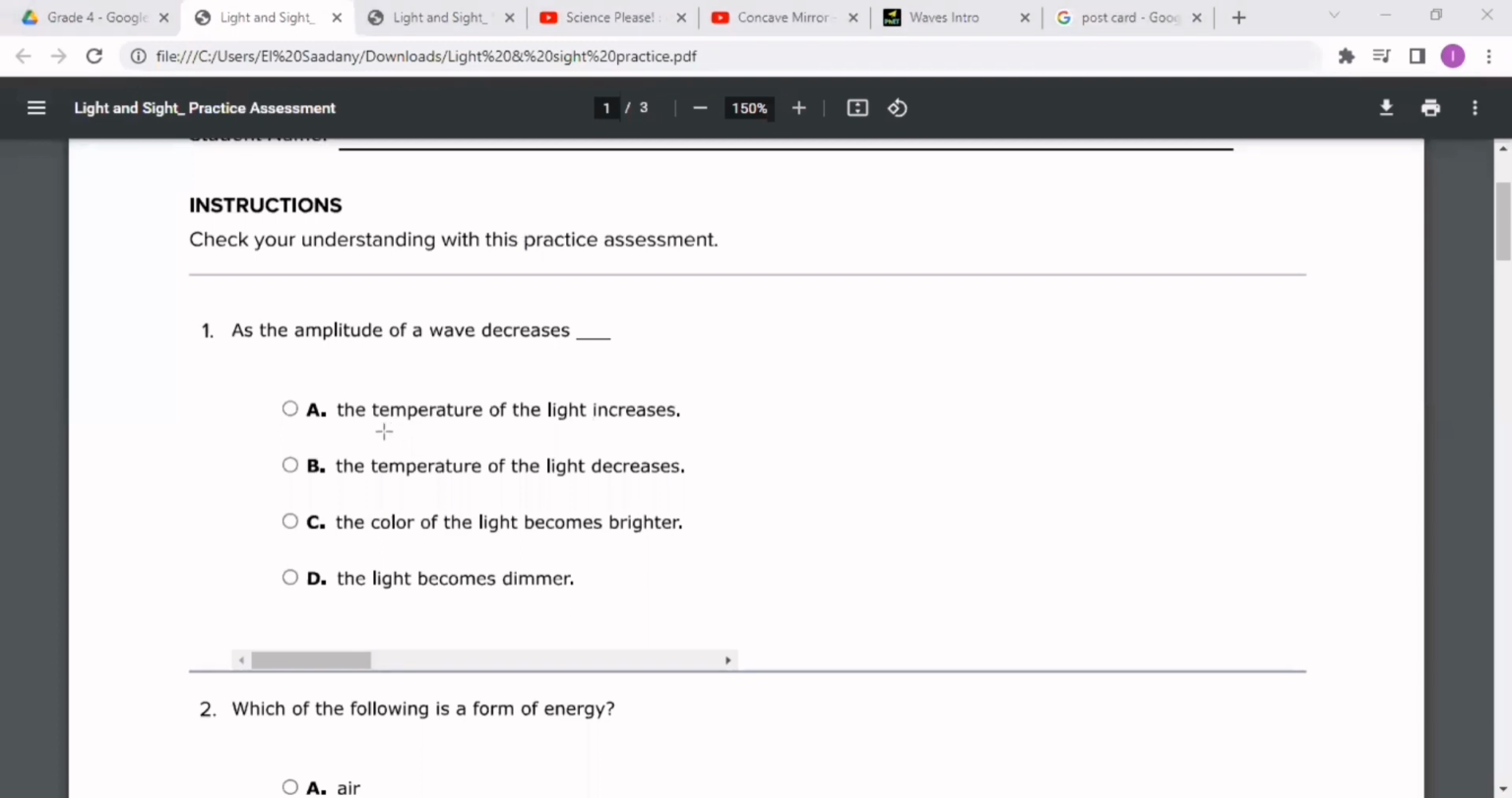The temperature of the light increased? No, we didn't talk about the temperature. The temperature of the light decreased? Again, we didn't talk about temperature. The color of the light becomes brighter? Decreases? No, when it increases, it becomes brighter. The light becomes dimmer. Dim means weak. So dimmer. Yes, the light becomes dimmer. So this is the correct answer.